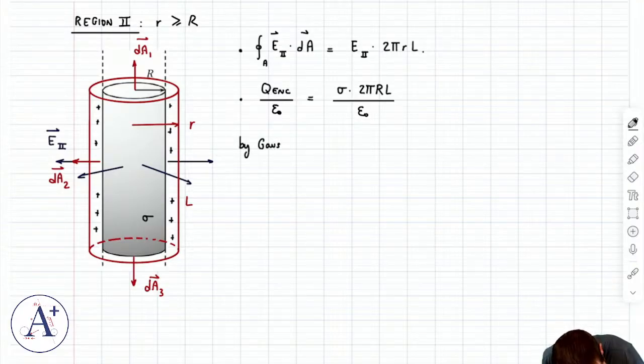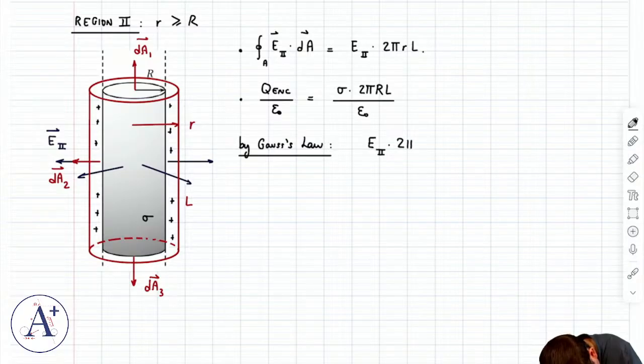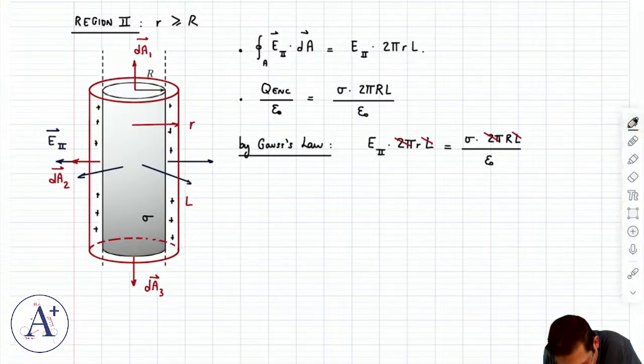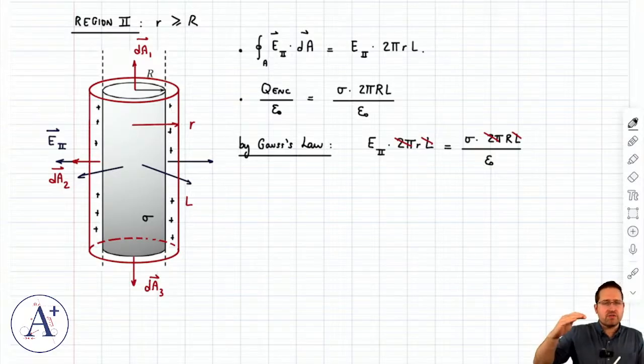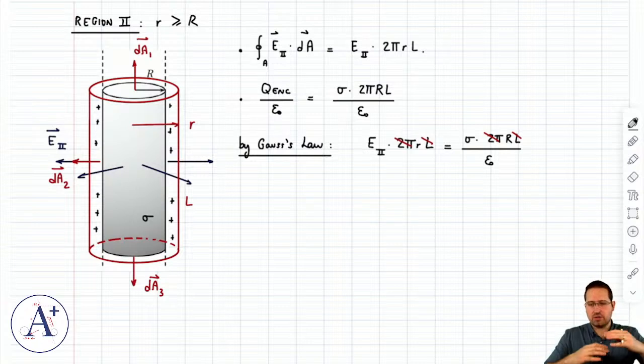And so then by Gauss's law, I'm going to get E2 times 2 pi r L is equal to sigma 2 pi big R L over epsilon naught. 2 pi and L are going to go away. By the way, L should go away. If it's a truly infinite cylinder, L should not come into play. In other words, you could make your Gaussian cylinder as long or as short as you want. You should get the same thing.